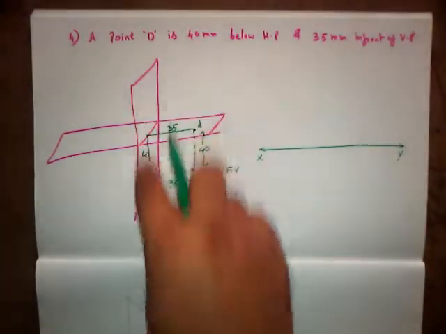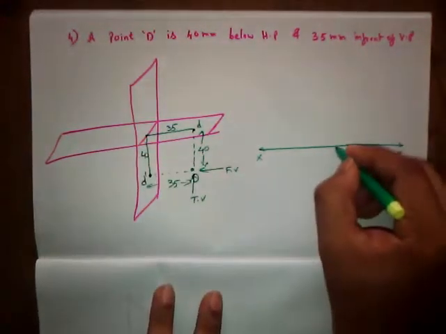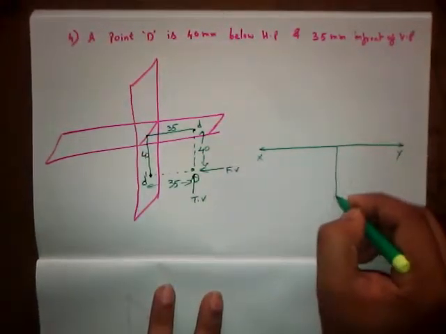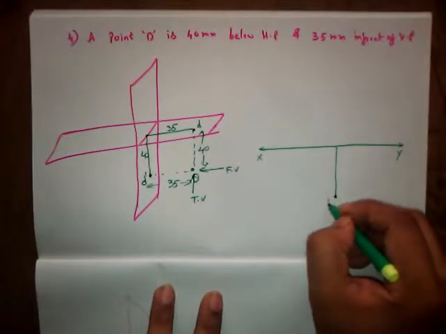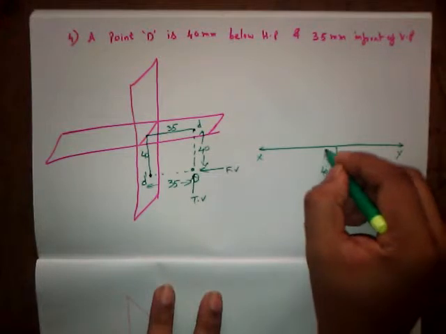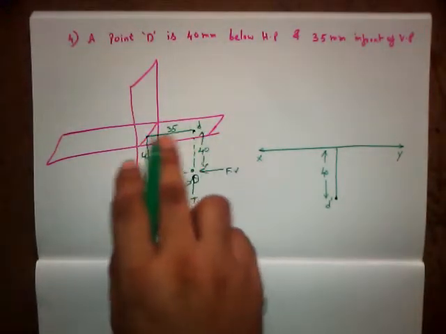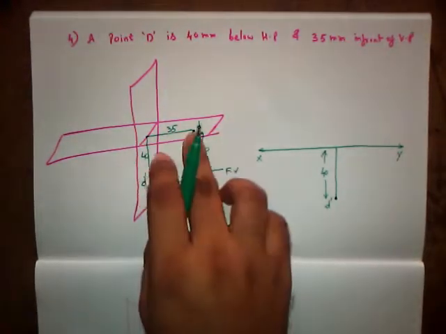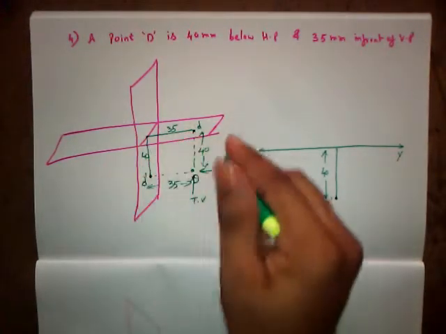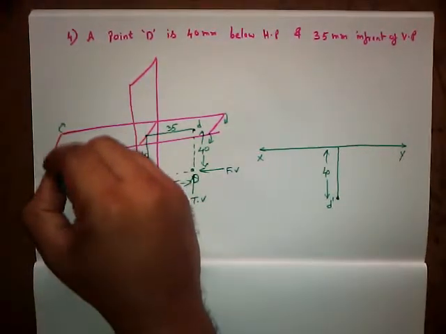Okay, so on the vertical plane we have D dash, that is 40 mm below. This is D dash, which is at a distance of 40 mm below, and we have D on HP, which is at a distance of 35 mm from the XY reference line, and the horizontal plane has to be rotated in clockwise direction.